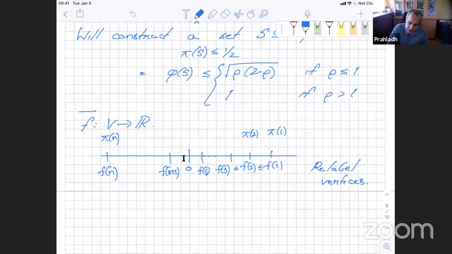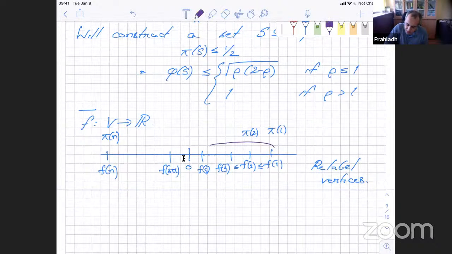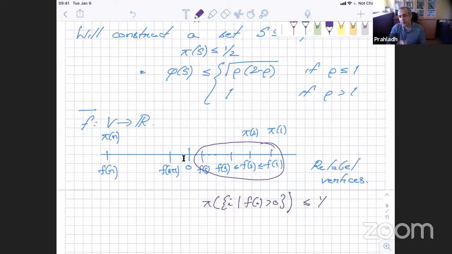So we will set it up such that the part above 0, pi of the set of all i such that Fi is greater than or equal to 0, is less than or equal to half. If this were not the case, I'll just flip F and put it in the other direction. One of the two sides has to be less than or equal to half, either the part greater than 0 or the part less than 0, and I'll flip F so that this happens.